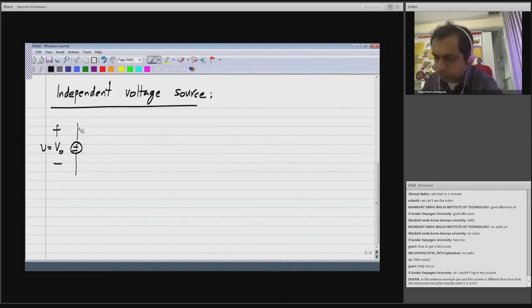Okay. So this has two terminals. And what this is saying is that the voltage source will maintain a voltage of V naught between this terminal and that terminal.